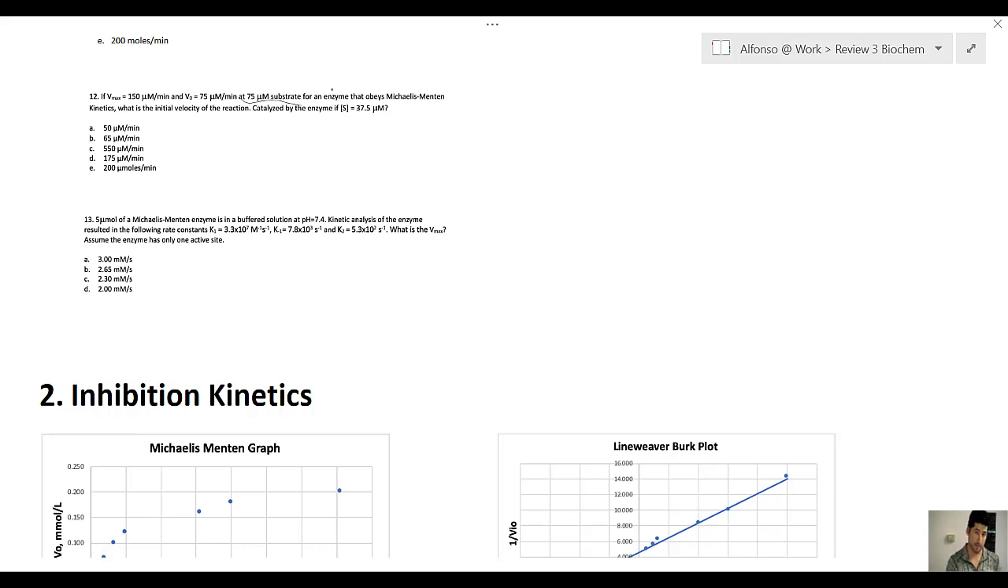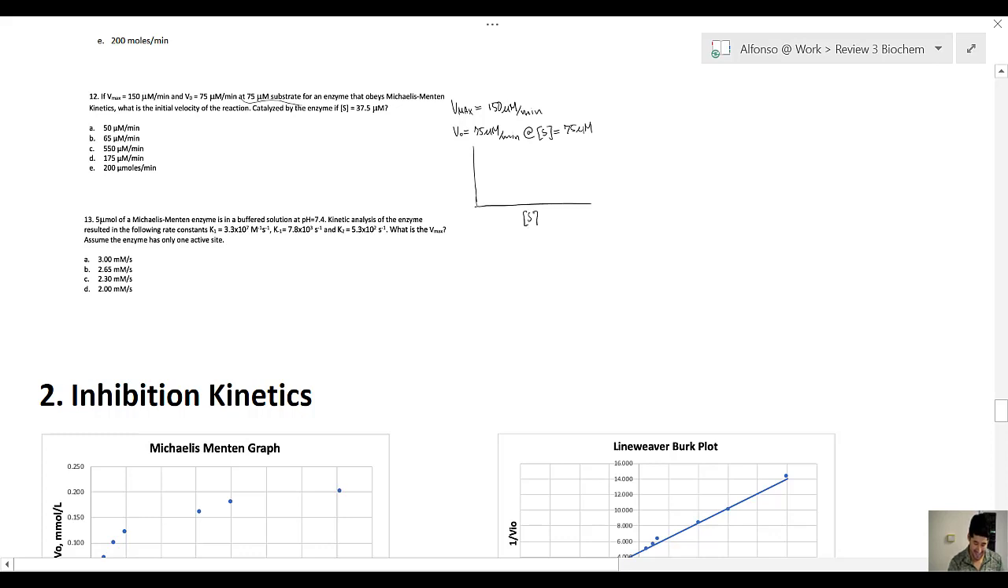Okay, so I'm going to write down what we're given, because if I write it down, I think you'll be able to see just why we're able to solve it the way that we do. And this is a very good question, so make sure that you're paying attention to these values. We're told that Vmax is equal to 150 micromolar per minute, and that the initial velocity is equal to 75 micromolar per minute at this substrate concentration. So at a substrate concentration equal to 75 micromolar.